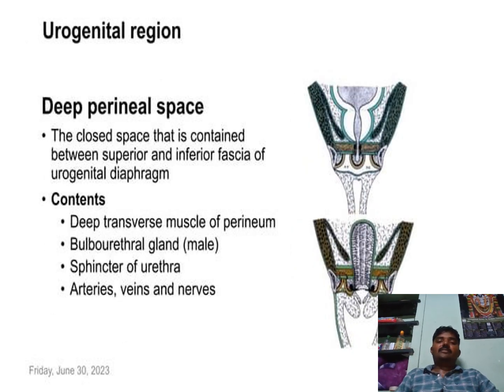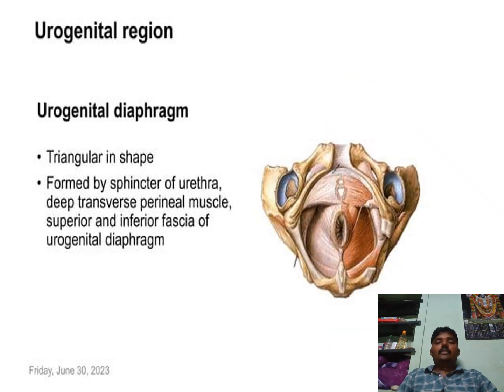The deep perineal space is a closed space between the superior and inferior fascia of the urogenital diaphragm. Its contents are the deep transverse muscles of the perineum, bulbourethral gland, sphincter of urethra, arteries, veins and nerves. The urogenital diaphragm is triangular, formed by the sphincter of urethra, deep transverse perineal muscles, and the superior and inferior fascia of the urogenital diaphragm.